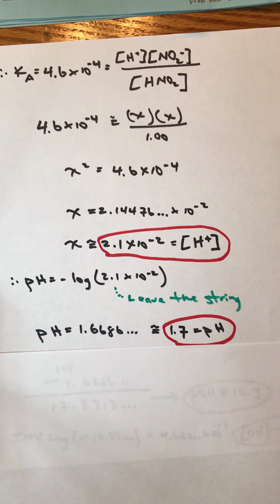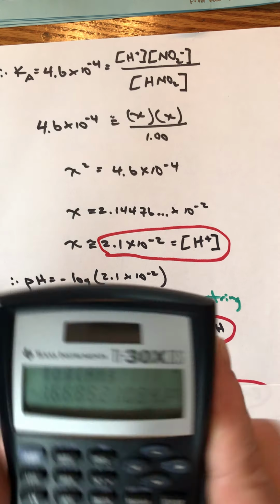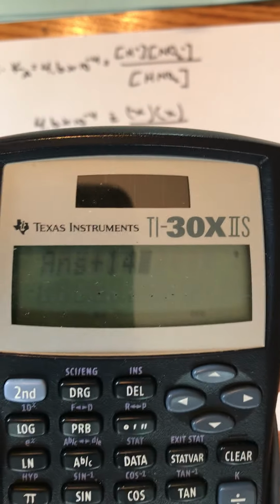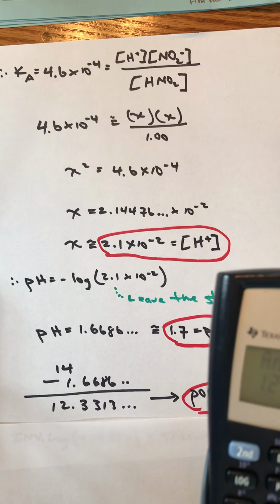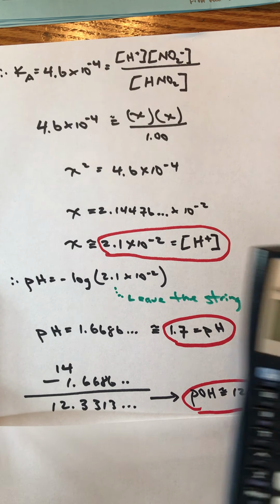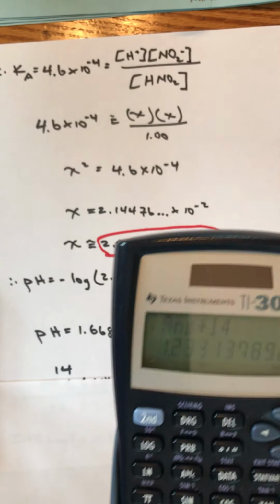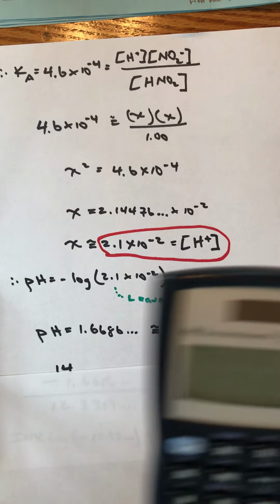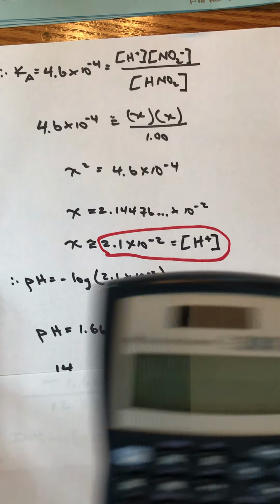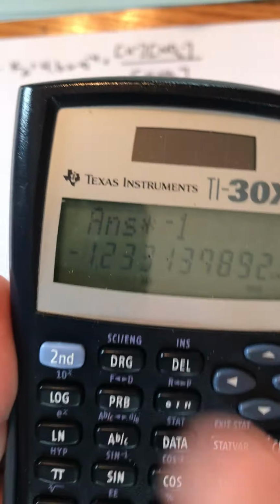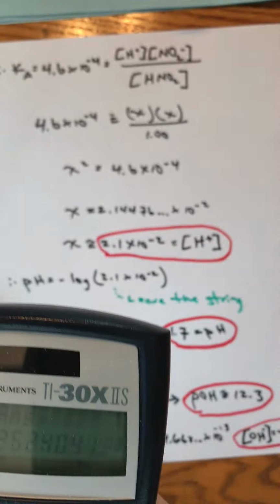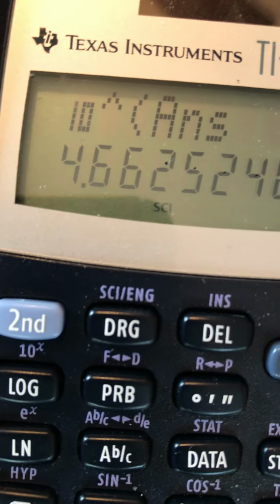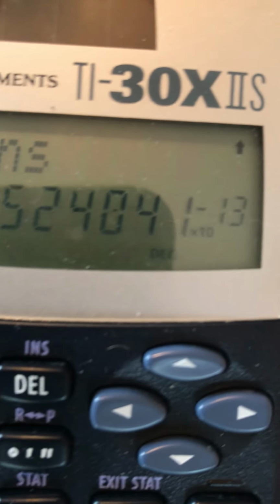Now if I subtract that from 14, I'll have pOH. So I'm just going to say, well, it's already negative, so I'll just go plus 14. Enter. Now I've got 12.33 and so on is my pOH, roughly 12.3. Once again, leaving that whole string in my calculator. If I make this negative and do the inverse log, I'll have my hydroxide ion concentration. So I'm going to go times negative 1, enter. Second log, second answer, enter. Cha-ching! I have a hydroxide ion concentration of roughly 4.6625, about 4.7 times 10 to the negative 13.